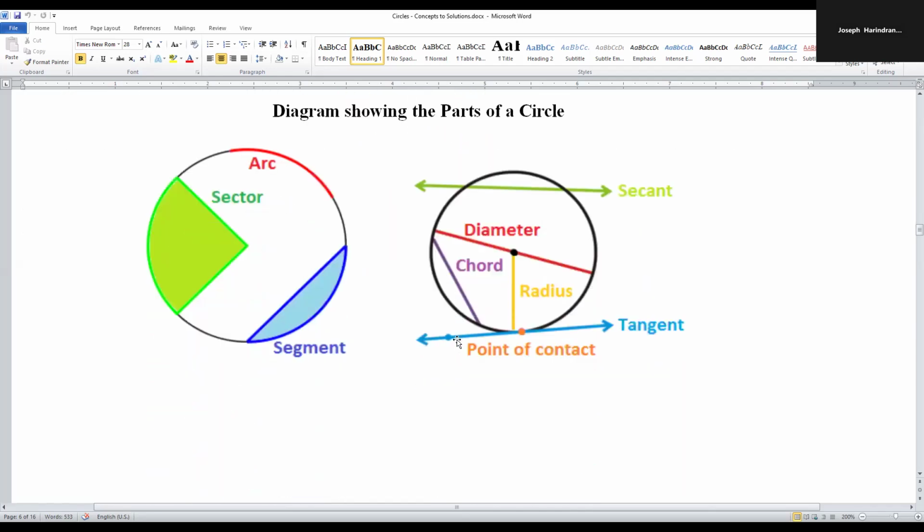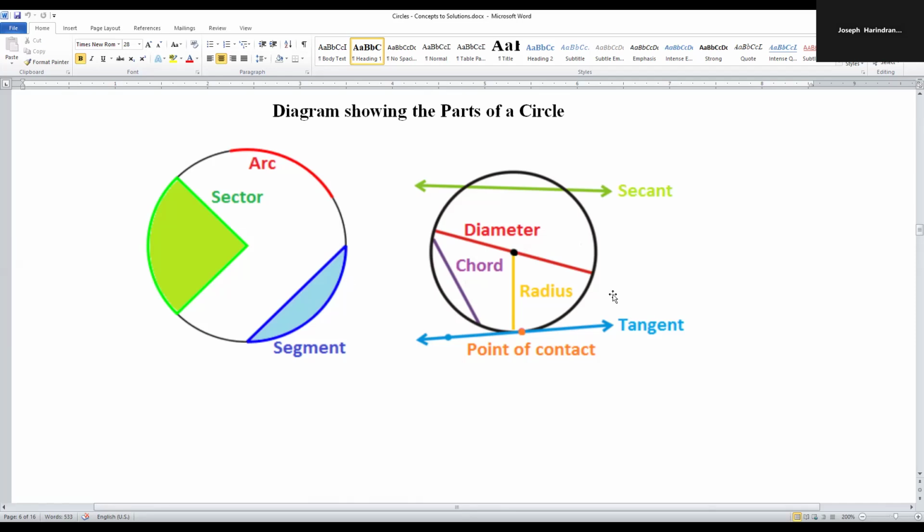This diagram shows all the parts of the circle. See, the arc is given here. We show the various parts of the circle. The sector is shown in green color here, and the segment is shown in blue color here, and the arc is shown in red color in this figure.